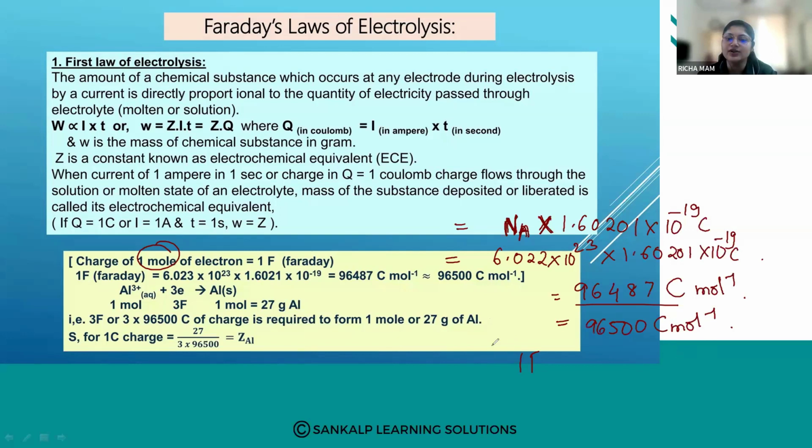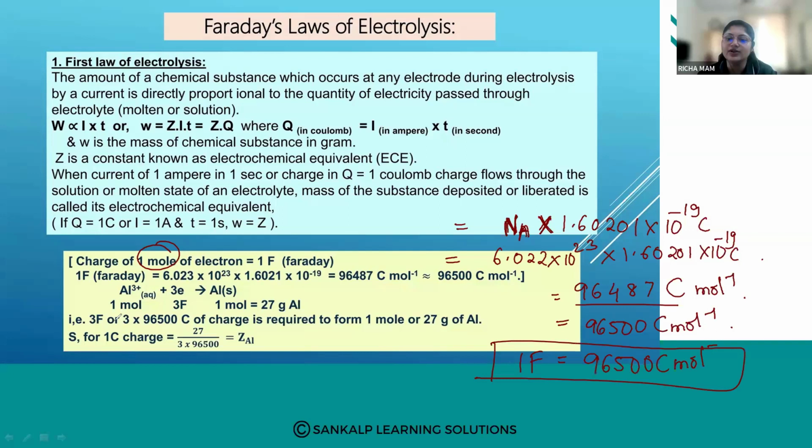Okay. So this is the value of 1 mole. So Al plus 3 electrons gives you Al. So Al plus 3 is nothing but the amount of substance. So the amount of substance is 1 mole.